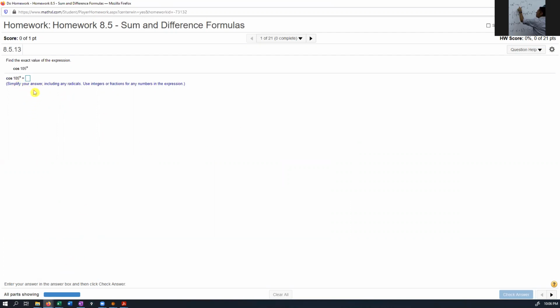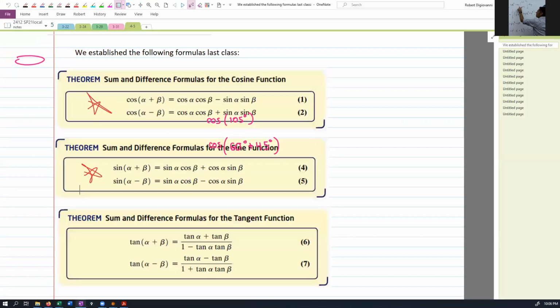So we want to know what cosine of 105 degrees is. First of all, we need to rewrite this as a sum of two common angles that we know, because we're asked for the exact value. So this is not a calculator problem. I realize that 105 is 60 degrees plus 45 degrees. Those are two common angles. So now I can use this: if I have cosine of two things being added, I'm going to do cosine of the first one, cosine of the second one, minus sine of the first one, sine of the second one. So let's go ahead and do that.